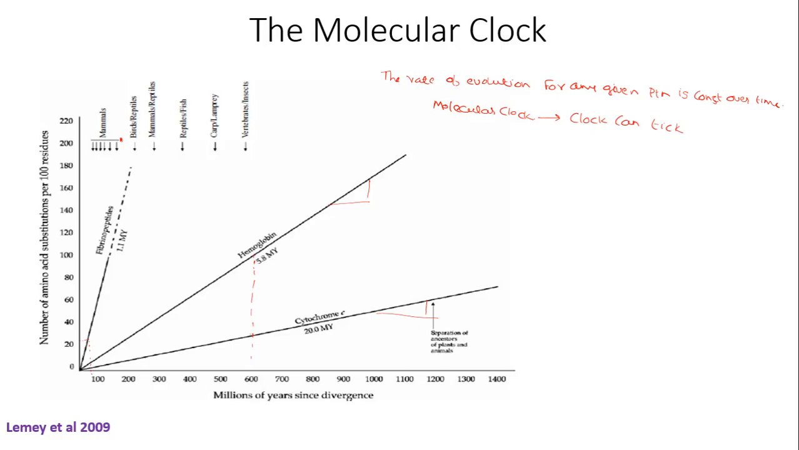Well, let me rephrase it again. The observation that the rate of evolution for any given protein is constant over time led them to suggest that a molecular clock exists. These molecular clocks can tick at faster or slower rates for different genes. However they tick, this ticking happens at a more or less constant rate for any given gene among different phylogenetic lineages. That is the basic concept of molecular clock.